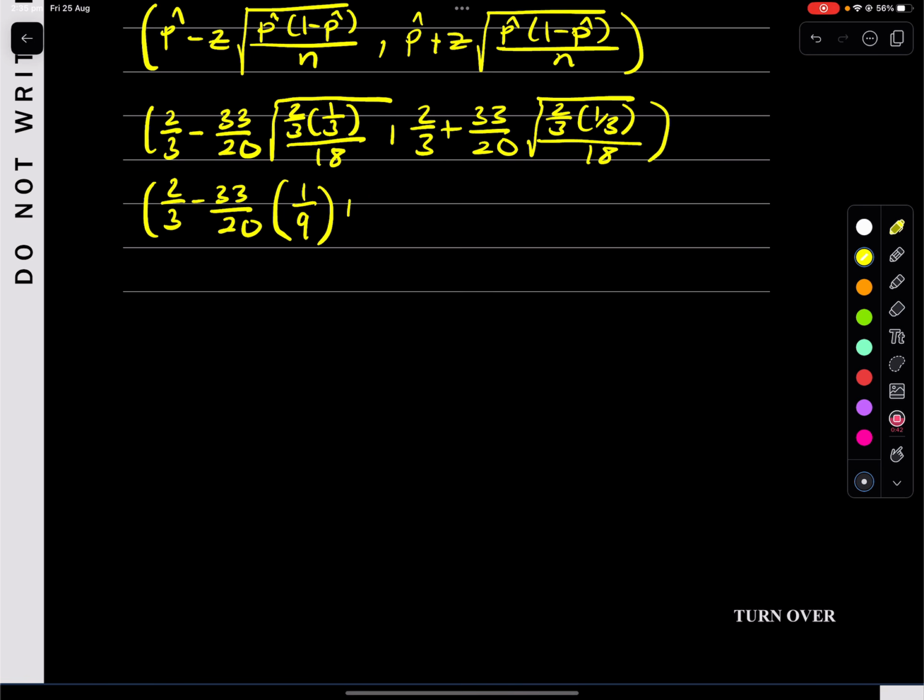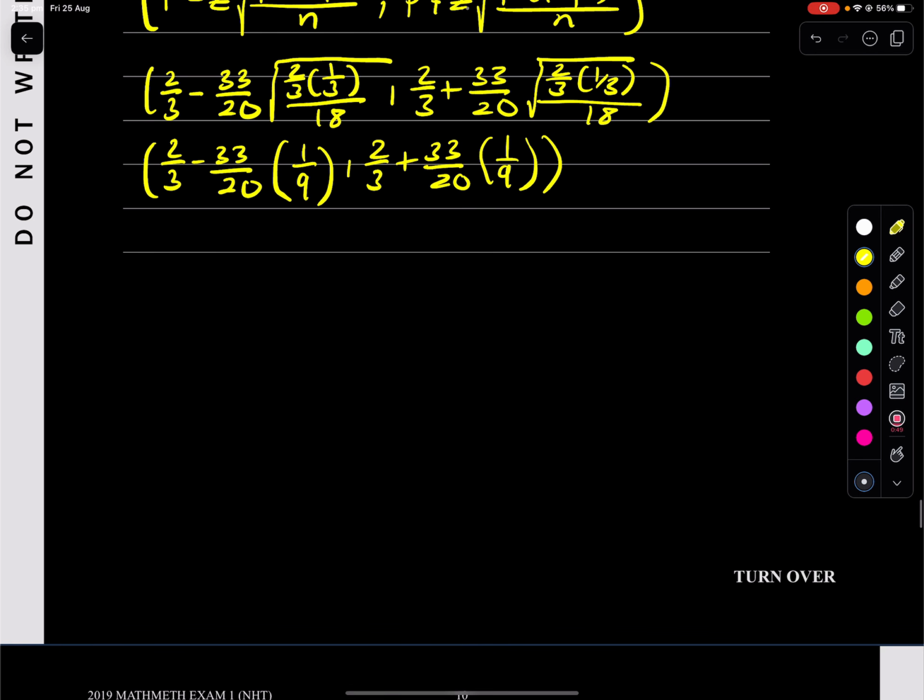It's such an ugly exam. 2/3 plus 33/20 plus 1/9. So 2/3 minus, how many 3s? So 11/20. How many 3s? So 1/3. Is that right? So there's 11 33s. 2/3 plus 11/20 plus 1/3, times 1/3.